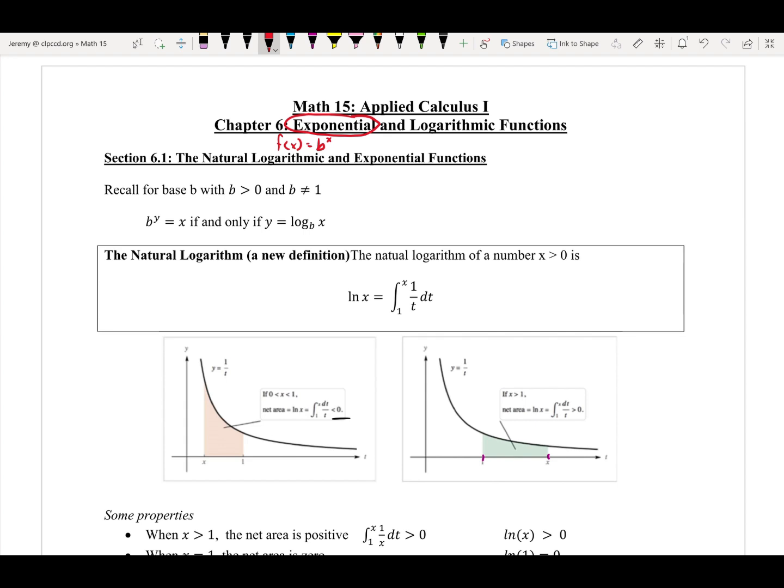These are functions that are known for increasing very rapidly, right? And then logarithmic functions are the inverses of exponential functions. So it might look something like this. g of x is equal to log base b of x. Okay, and we'll talk about the graphs of these in just a moment.